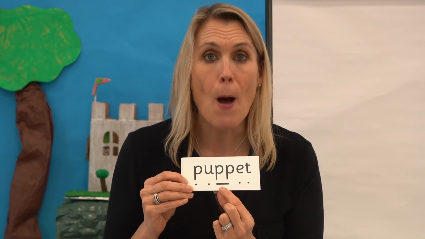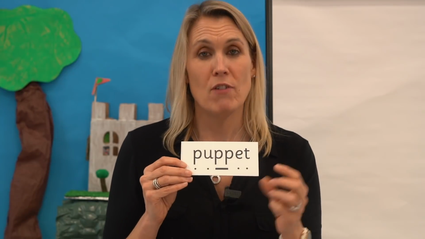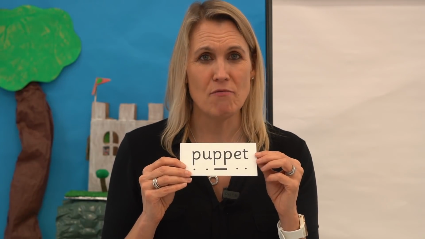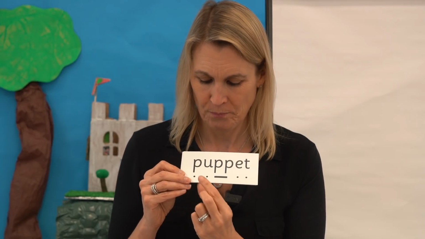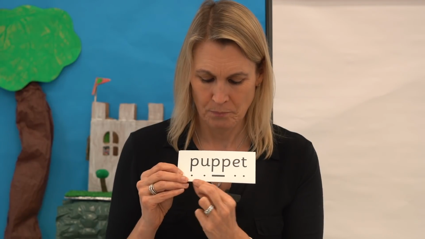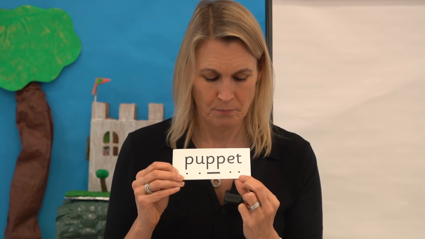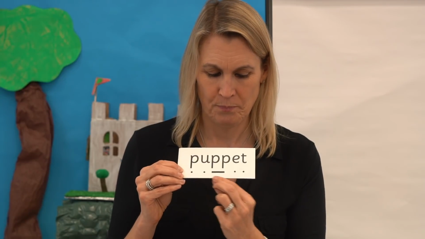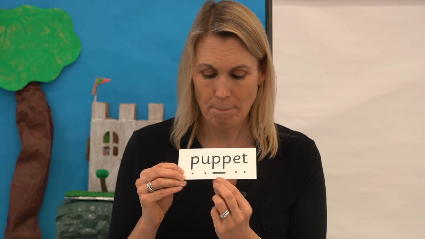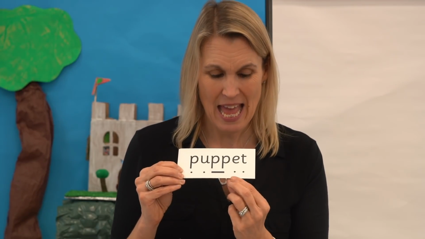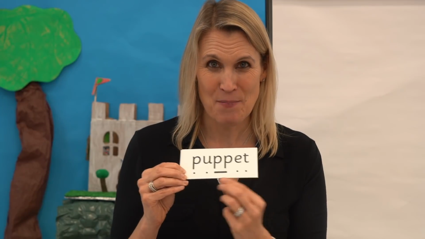Yes, the digraph is pp. It makes the p sound. Read each sound as I point, then blend and read the word. It's a longer word, so let's chunk it up. Read it with me. P, u, p, pup, et, puppet. Do you remember my gorgeous puppet? He wants to say hello to you again.